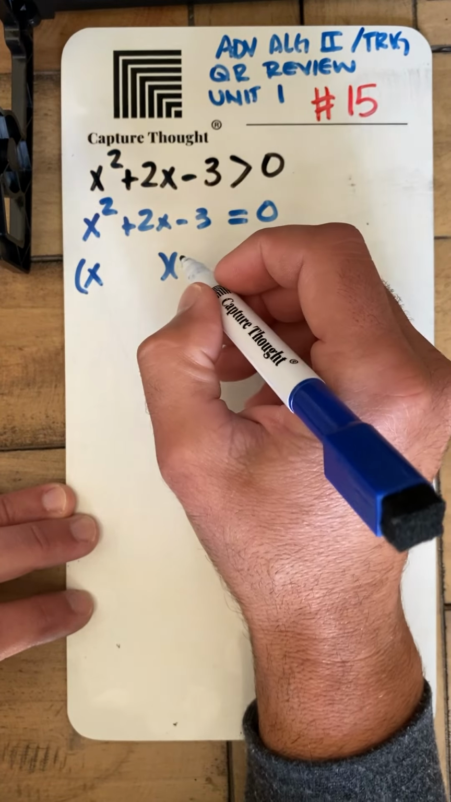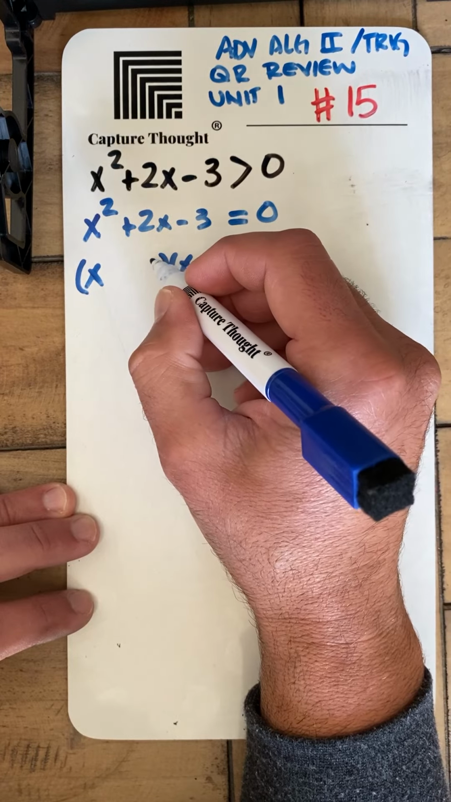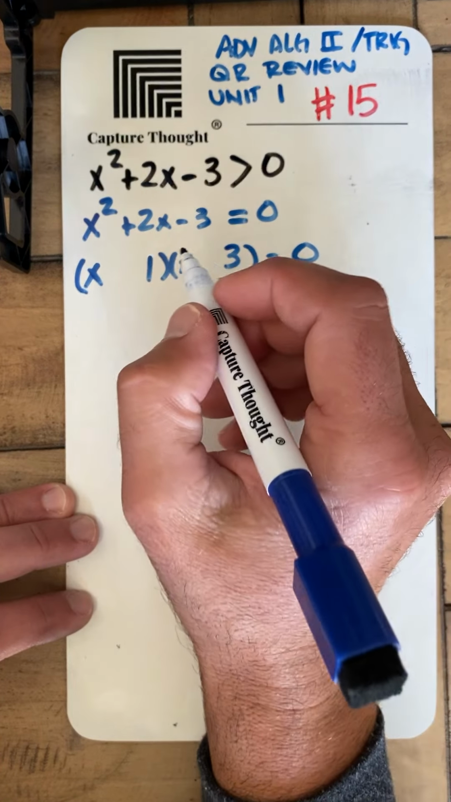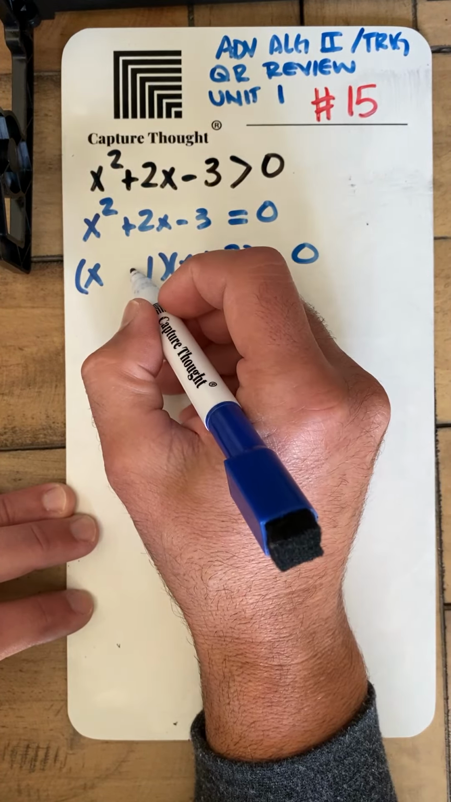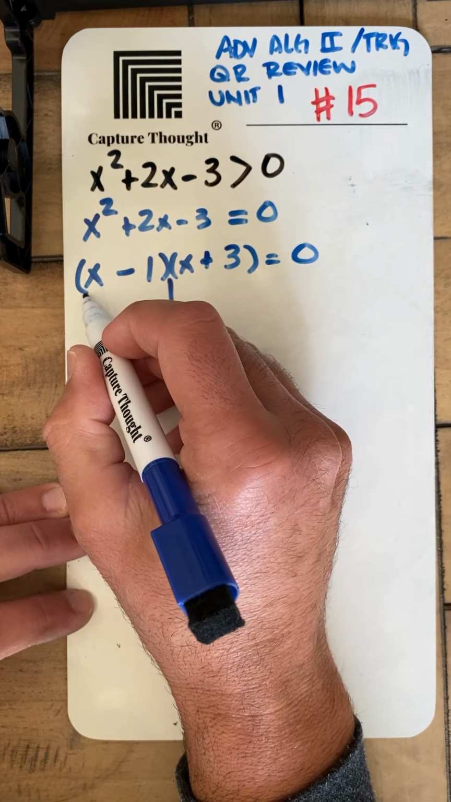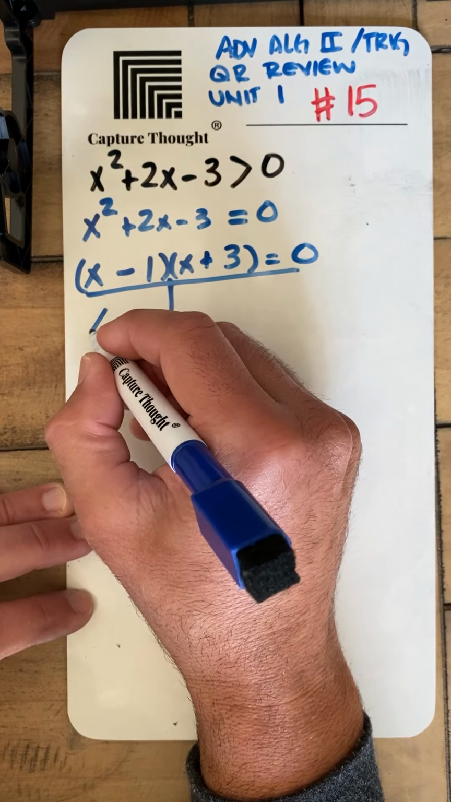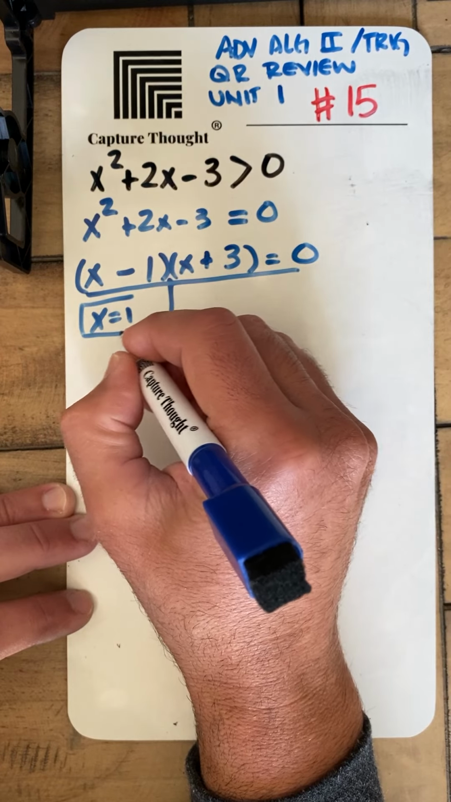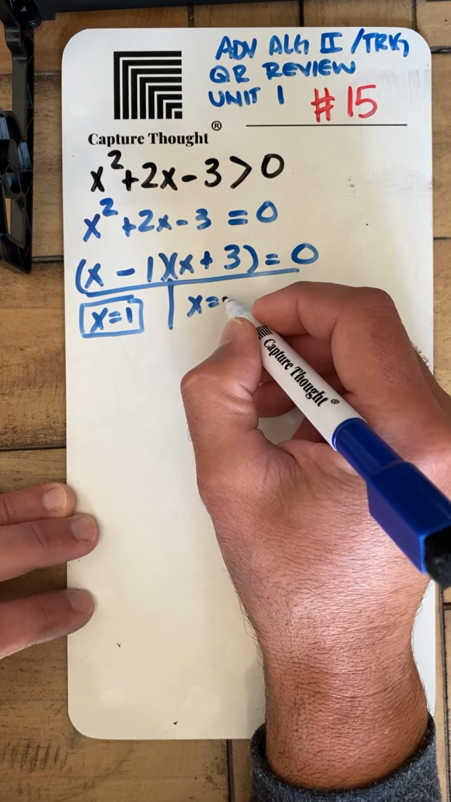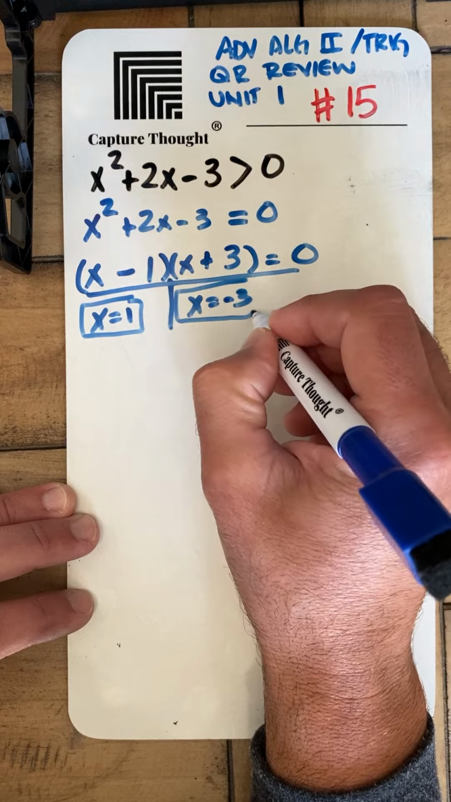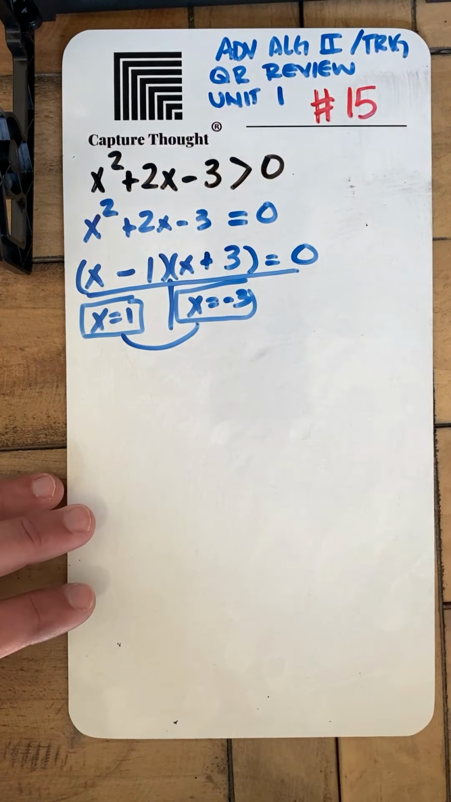So I can factor this. Probably a 3 and a 1. They have to add to the positive 2. So that's probably positive and that's negative. So from the zero product property, I can see that x equals 1 is a critical number or x equals negative 3 is a critical number. So these are my two critical numbers.